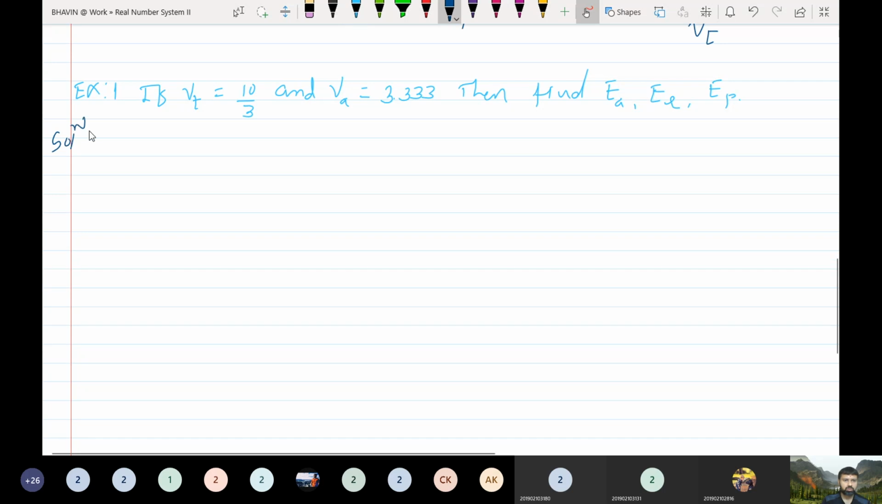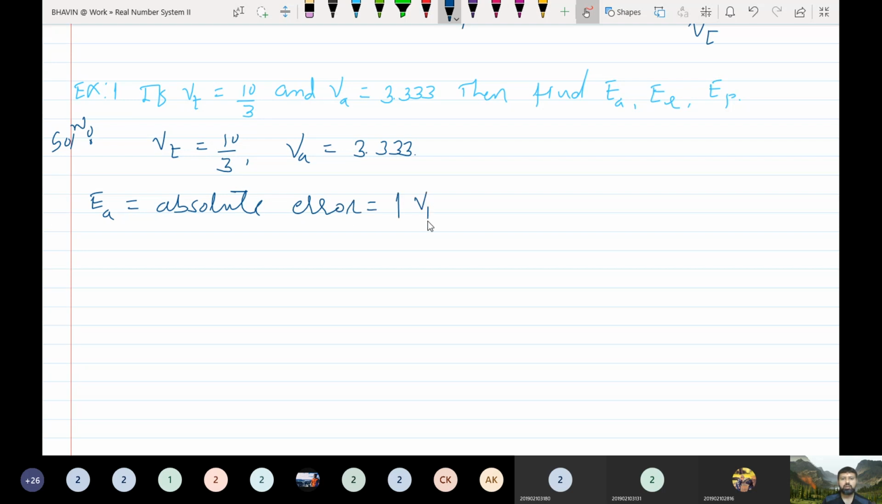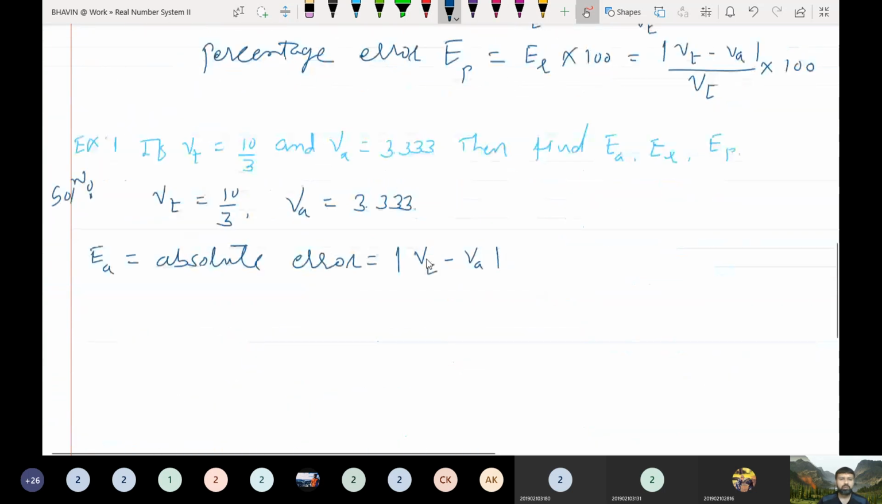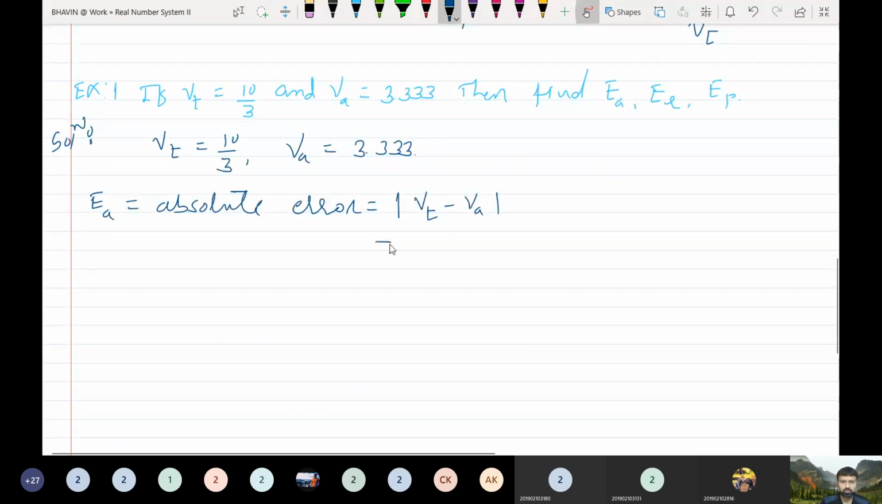So solution. It is given that Vt equal to 10 by 3 and its approximate value is given by 3.333. So now what is EA? EA means absolute error. What is the formula of absolute error? Its true value minus its approximate value. You can see from this also. Okay. So what is its true value? Vt means 10 by 3 minus 3.333. So now calculate and give me the answer. What is 10 by 3?